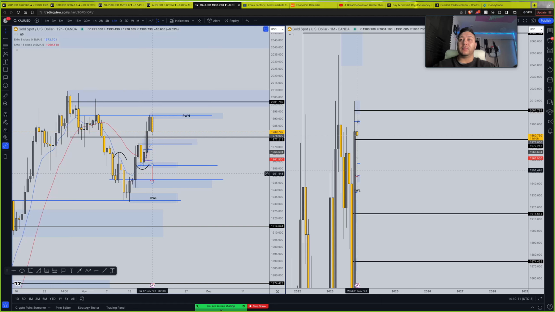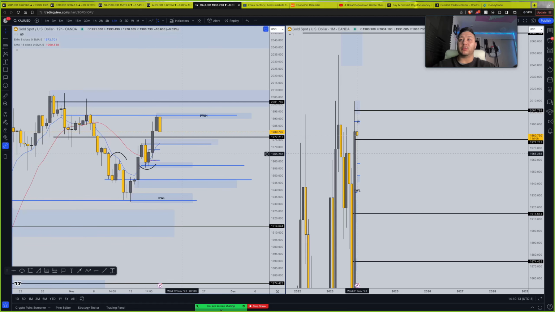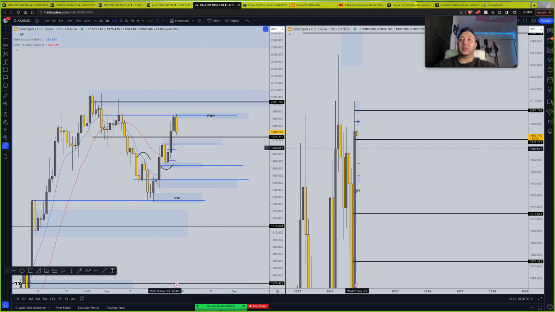Alright, so what do we see? Let's remove this. Let's remove the risk reward tool. We see the EMAs just crossed. We had a higher low point. Strong bullish move right into an area of resistance.